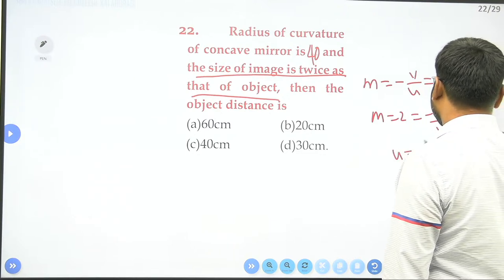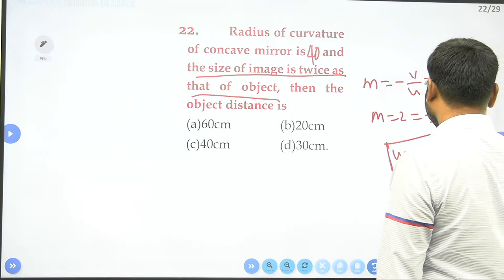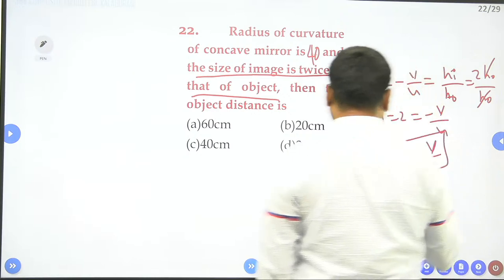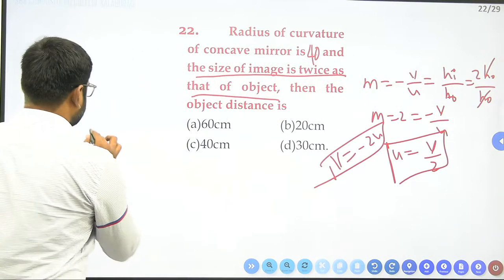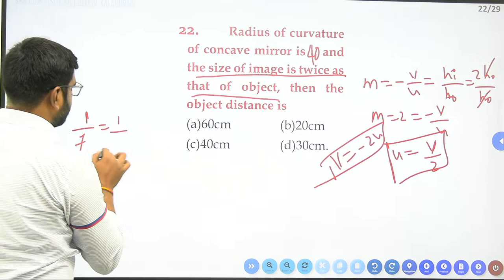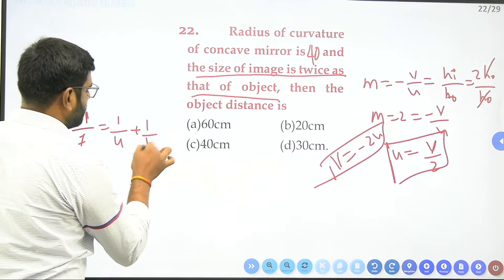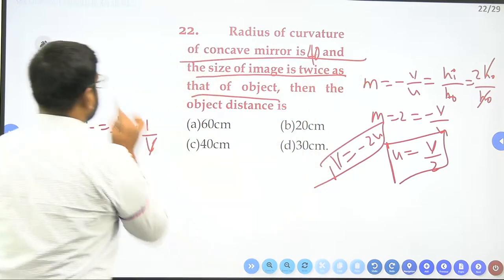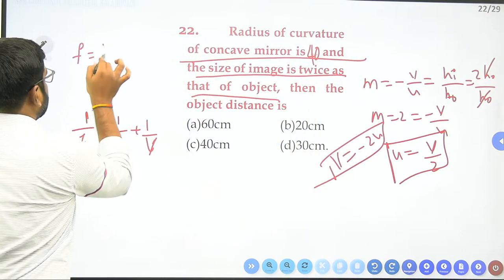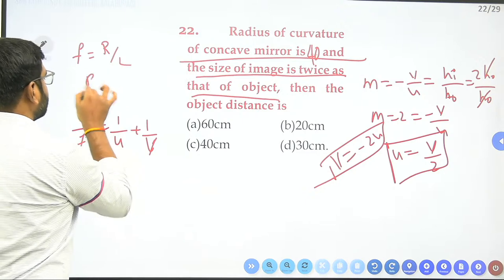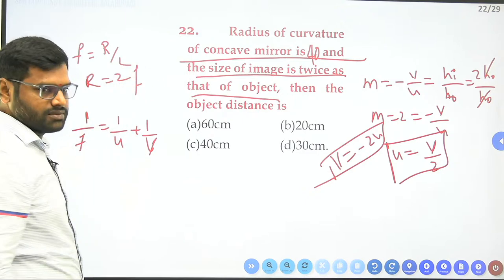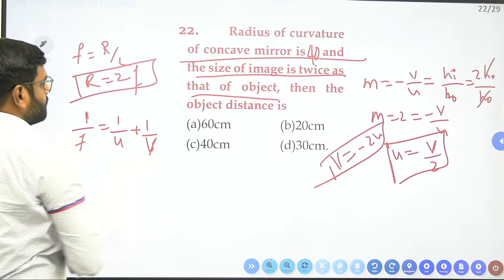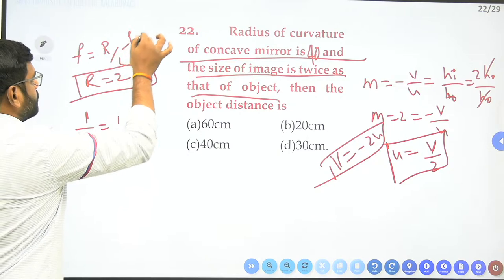So u is equal to what? v by 2. Or v is equal to what? Minus 2u. v is equal to minus 2u. Then for the object distance, just write down 1 by f is equal to 1 by u plus 1 by v. They have given the radius of curvature as 40 centimeter. The focal length will be half of the radius of curvature. For spherical mirrors, remember, the radius of curvature will be twice the focal length. Then 40 means the focal length must be 20 centimeter.